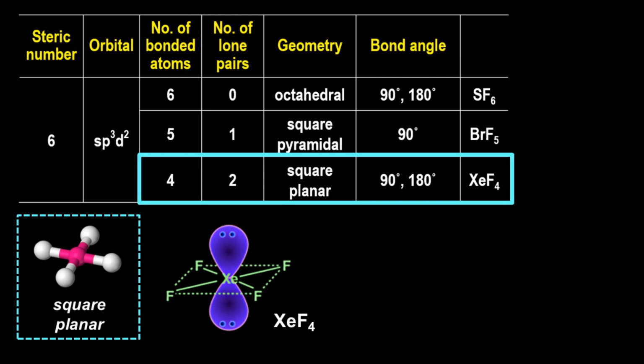So as you can see, once you understand VSEPR theory, you've got a really powerful way to predict the shape of a molecule just by knowing the steric number and how many lone pairs are involved.